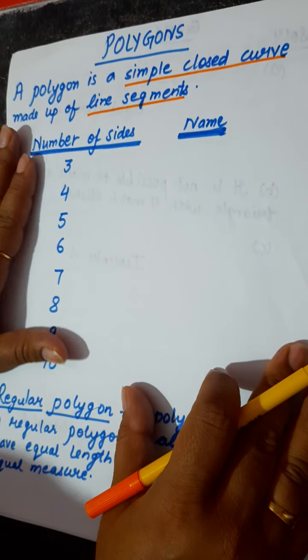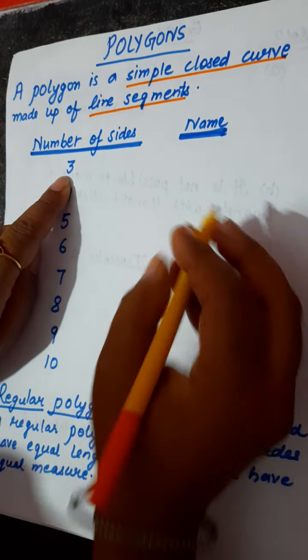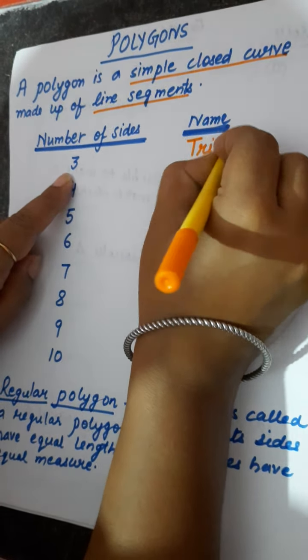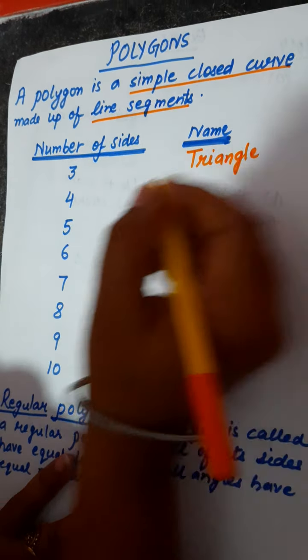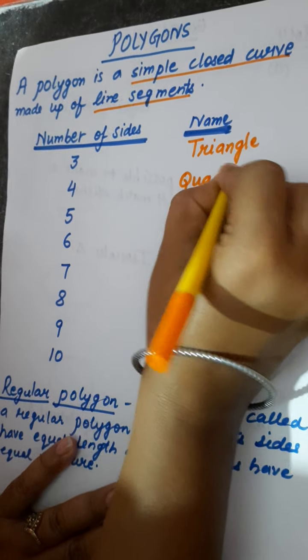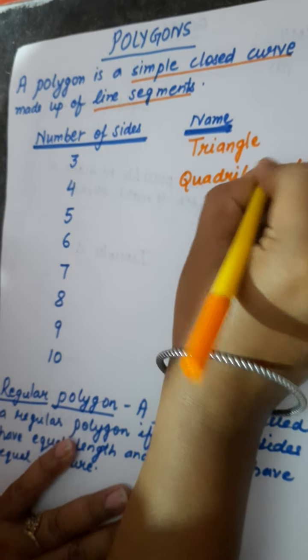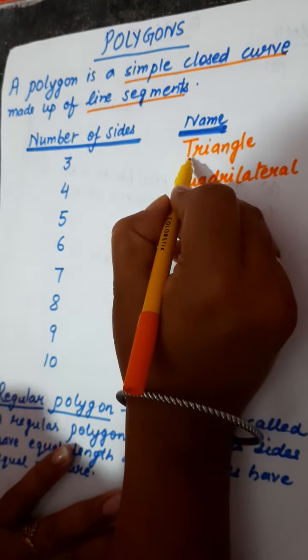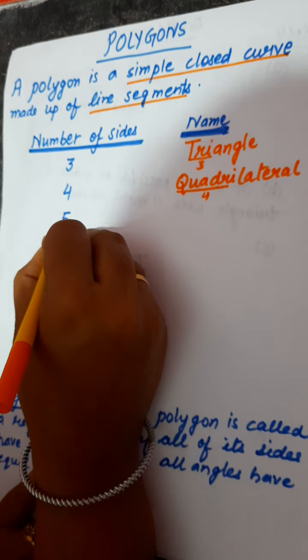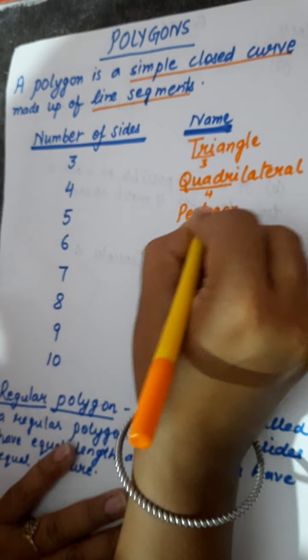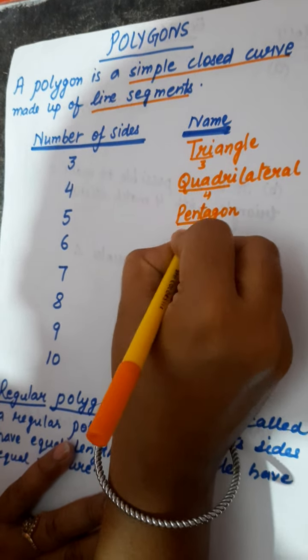Now here we have the number of sides. If we have 3 sides, then this polygon is a triangle. As we know, a triangle is a polygon because it is a simple closed curve made up of 3 line segments. If we have 4 line segments, then the polygon name is quadrilateral, as quadri indicates 4. That's why quadrilateral. Here tri indicates 3. Then we have 5 sides. If we have 5 sides, then the figure is a pentagon, where penta means 5.